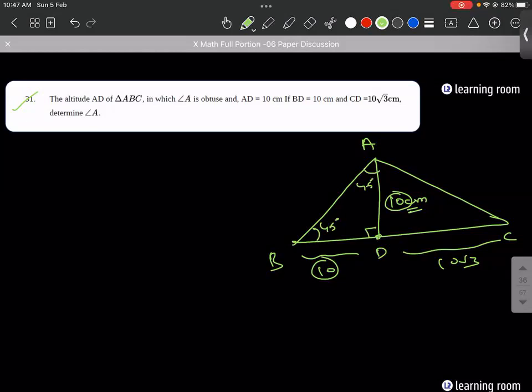Right. If this is 10 and this is 10 root 3, this angle will be 30 degrees. Then this is going to be 60. So they asked what is angle A? 60 plus 45. It's going to be 105. Done. I hope you are able to understand. I didn't write the steps, but tan theta is equal to 10 divided by 10 root 3. It is 30. Is there anyone who is not clear with what I did?